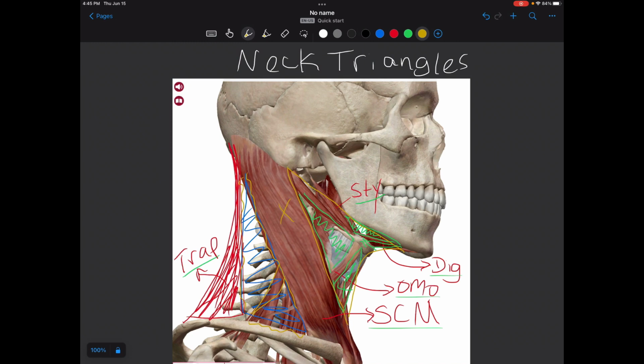And some of the subdivisions, as I mentioned before, are going to be the submandibular or digastric triangle, the carotid triangle, the muscular triangle, and the submental triangle.